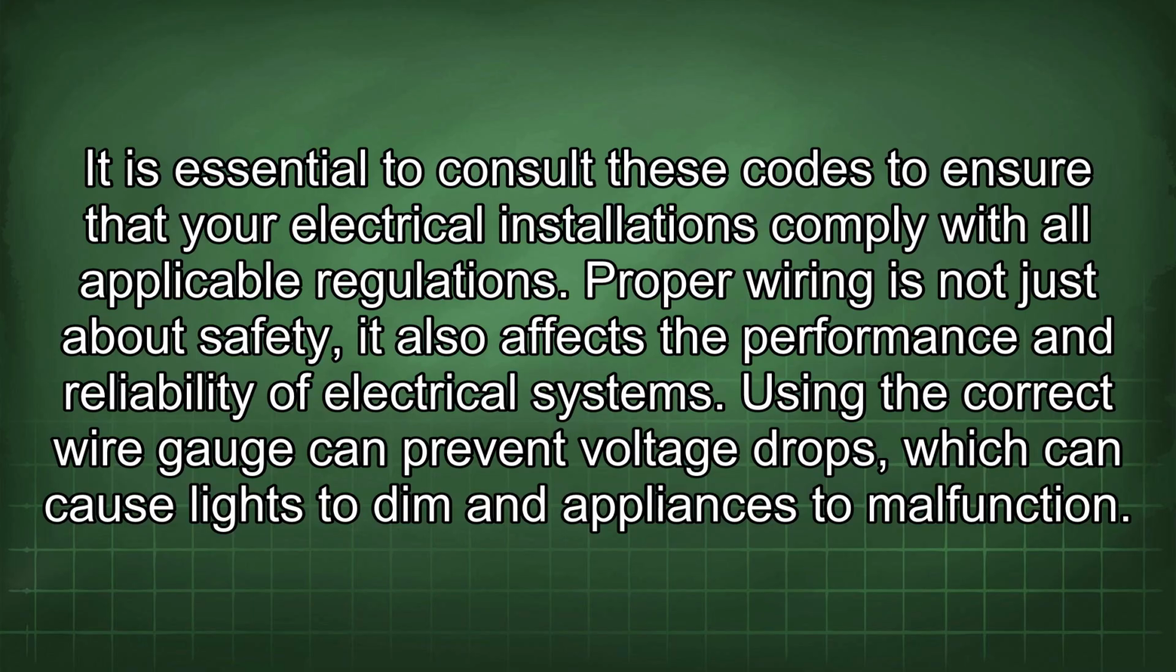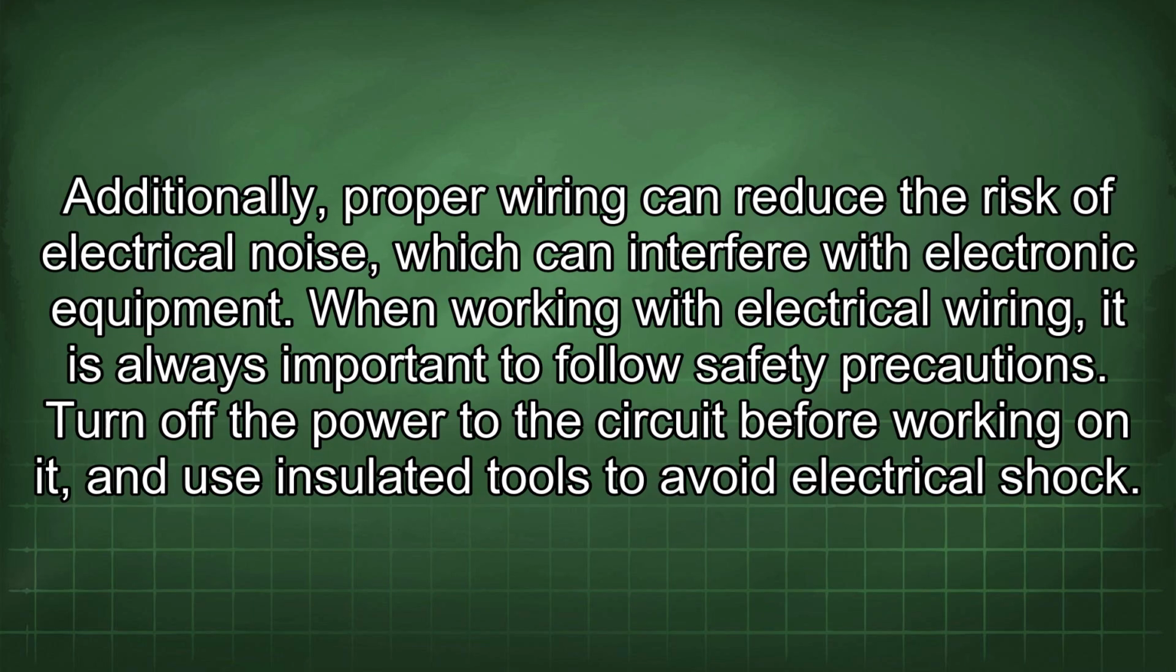Proper wiring is not just about safety, it also affects the performance and reliability of electrical systems. Using the correct wire gauge can prevent voltage drops, which can cause lights to dim and appliances to malfunction. Additionally, proper wiring can reduce the risk of electrical noise, which can interfere with electronic equipment. When working with electrical wiring, it is always important to follow safety precautions. Turn off the power to the circuit before working on it, and use insulated tools to avoid electrical shock.